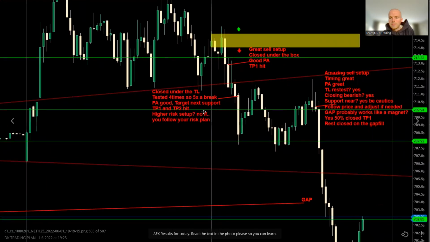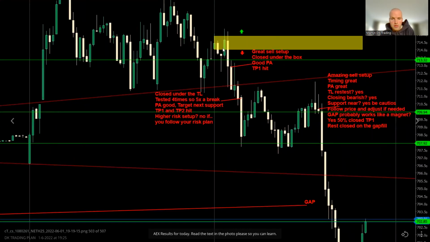Okay, let's do the net 25. So the open, great price action, right? Close below the support, closed under the box, good price action. Why is it good? Because we have tested this trend line or low, whatever you want to call it, like 1, 2, 3, 4. Is this the 5th time? Maybe 4th, 5th time, depending on how you count. But it's testing the trend line. That's something you can acknowledge. And it closed below, so it's broken in my eyes. TP1 got hit because the next one got the rest taken out.